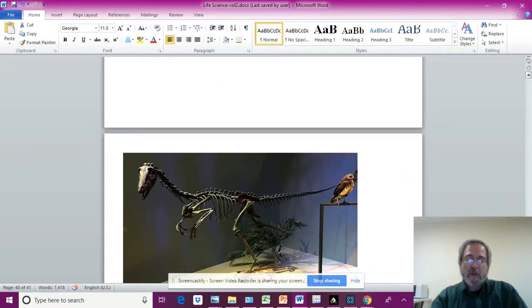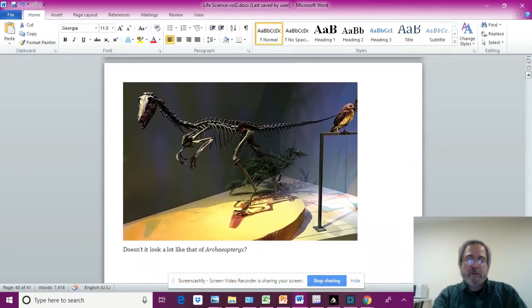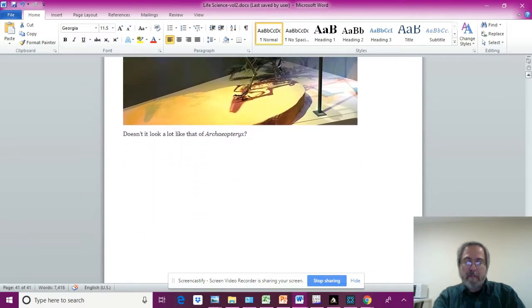Now, if the bird flies, then we'll also see a sternum that has what we call a carina on it, which is a deep protrusion, like a keel, where large, powerful flight muscles would attach. And of course, here's Archaeopteryx again. You can see the similarities between the two.